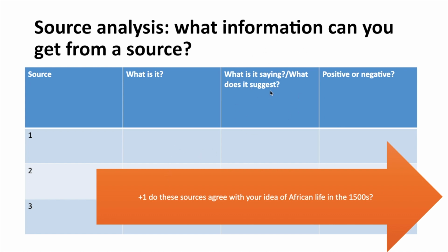In this column, what is it saying / what does it suggest? Essentially, you want to look at the whole thing and tell me what the image or what the message is of this source. What does the person who created the source want you to know? And then we have positive or negative. So does this source paint African life in a positive or negative way? So we're looking at African life in the 1500s. Is it positive? Is it a good thing? Or is it negative? Does the source make it look bad?